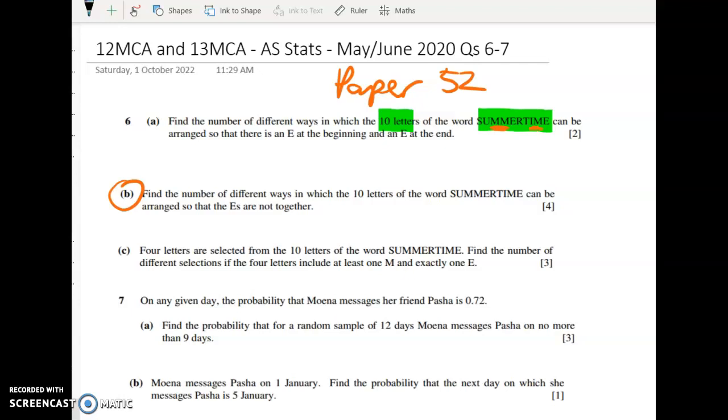Then we've got to figure out the number of different ways in which we can arrange the 10 letters of the word summertime so that we don't have 2 E's together, right? So there are 2 E's in the word. There's an E here and an E here. We don't want to have them together. This is the one where there are 2 different ways to do it.